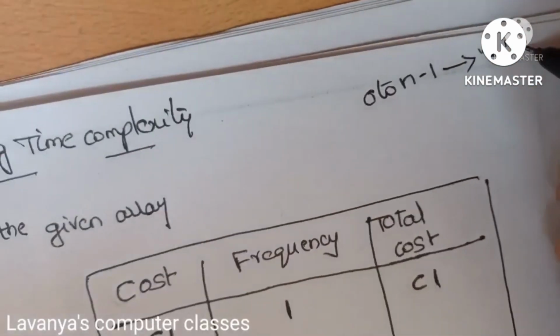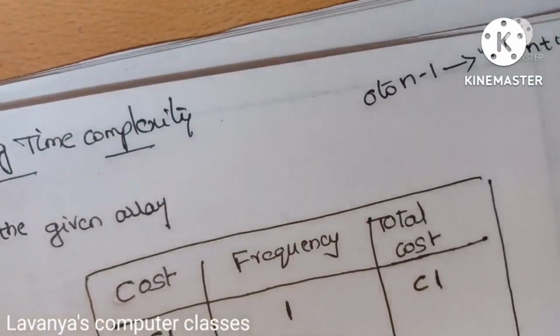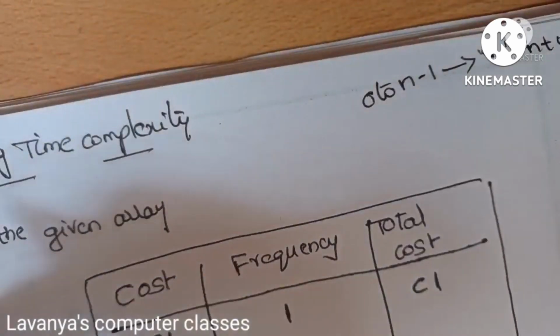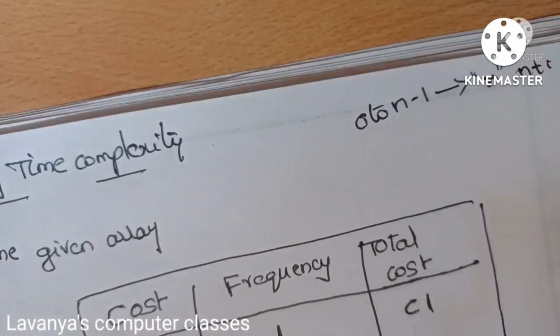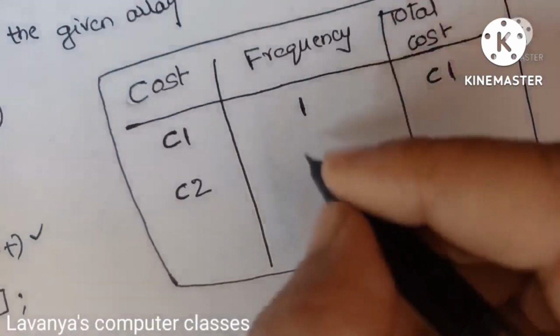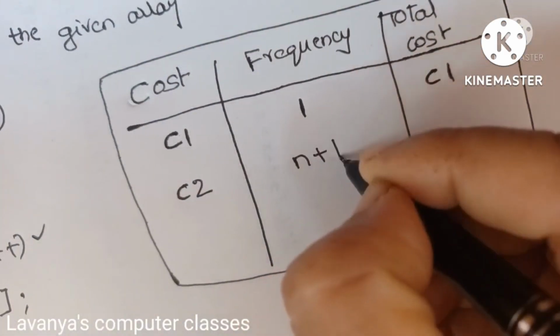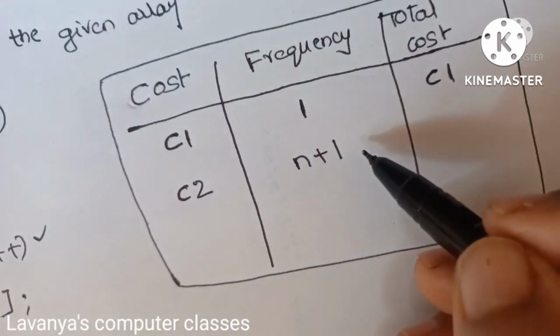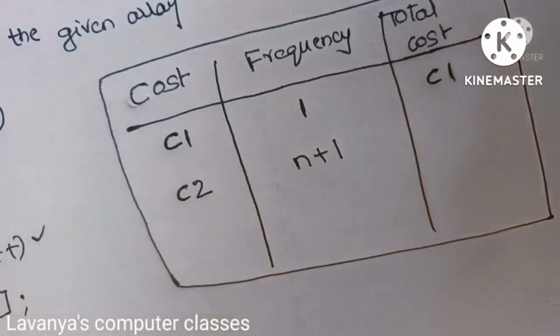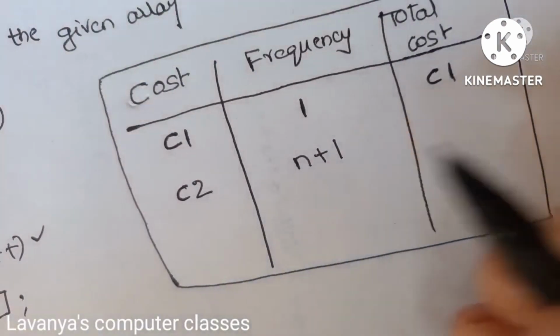And finally, checking n plus 1 also, because only when the condition is false does it exit from the loop. So for n plus 1 also it is checking. That's why the frequency of the loop statement is n plus 1. N times the program is executed, and the plus 1 is for checking the condition for exit. That's why it is totally n plus 1.